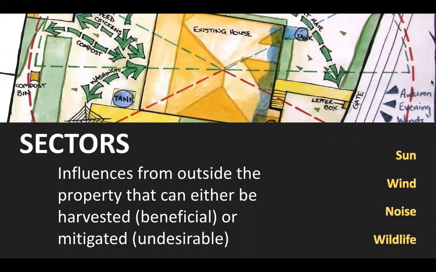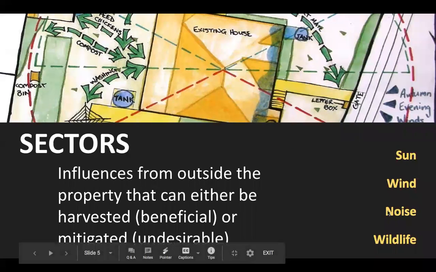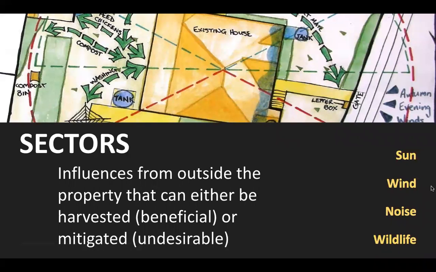So moving on, the next tool I'm going to talk about is sector analysis. With zones, we're looking at the areas within the bounds of our site. With sectors, we're looking at the forces that are outside of those boundaries. So it might be helpful to think of them as energy flows through the site. It says here, influences from outside the site that can either be harvested, so they're beneficial, or mitigated, they're undesirable. Each of these flows has a directional component.